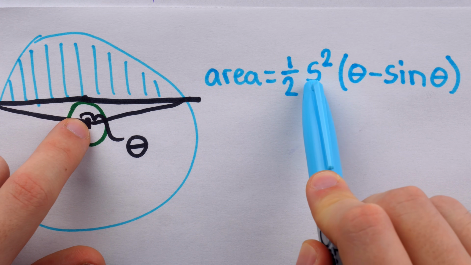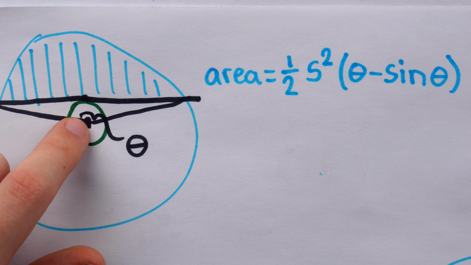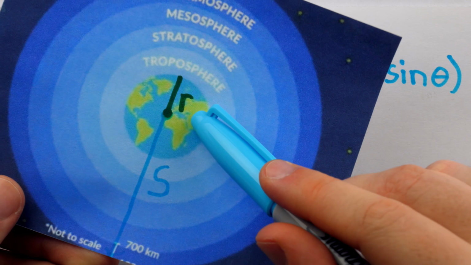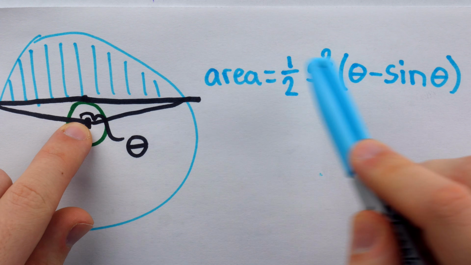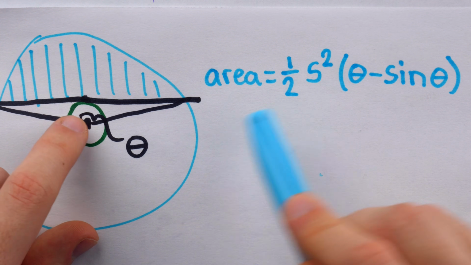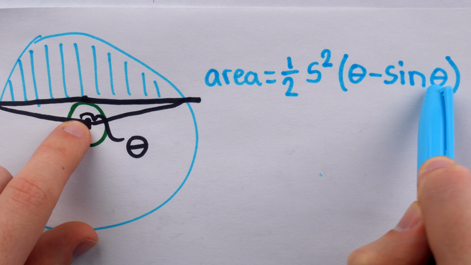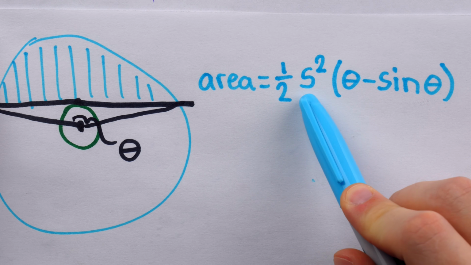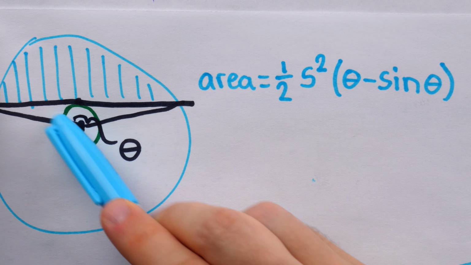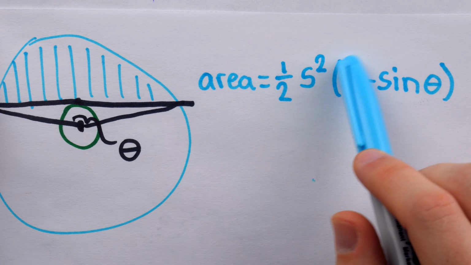I'm calling it S because, remember, that's what we've named the distance from the center of the Earth to the edge of the atmosphere. That's S. So it's S squared times theta minus sine of theta. So we know what S is. We already said that's 66,000. So we just need to figure out what theta is, this angle measure, and then we can calculate the area.